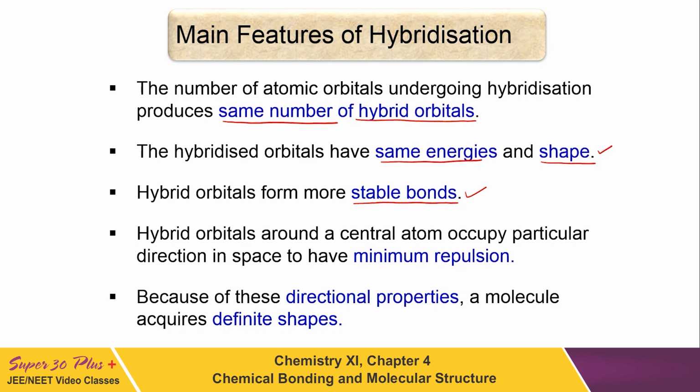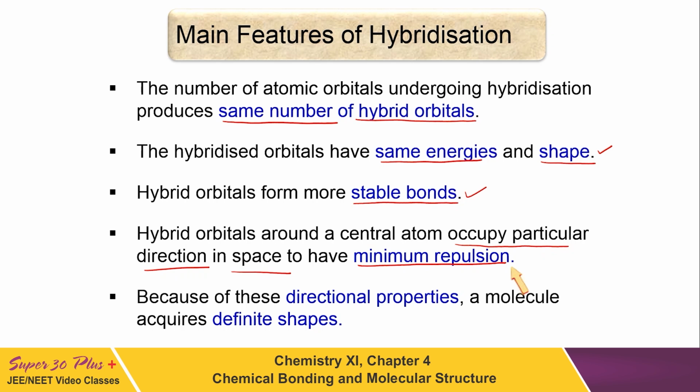And you know what these hybrid orbitals do? What do they do exactly? These hybrid orbitals arrange themselves around the central atom and they occupy particular directions in the space to have the minimum repulsion.